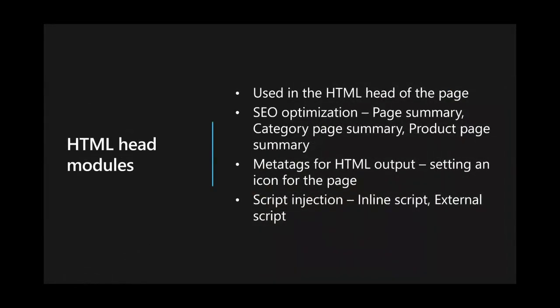And the other section that I want to quickly touch base on was the HTML head modules. I think we talked about it during the demo. So these are modules that are used in the HTML head of the page. So there are different modules available here. There are modules available for SEO optimization. So that's the page summary, category page summary, product page summary, etc. Adding these modules to your HTML head ensures that your pages are optimized for SEO. And then there are meta tags module.